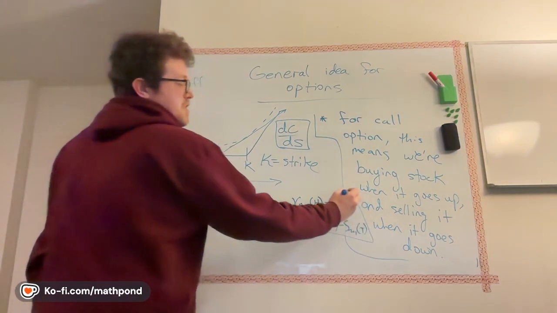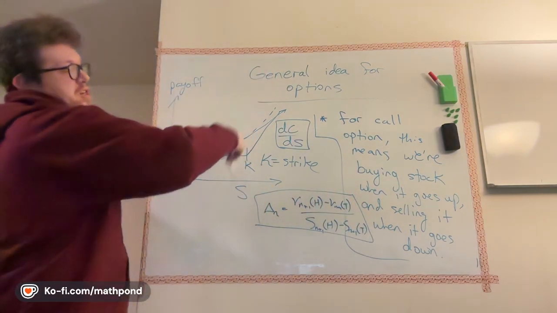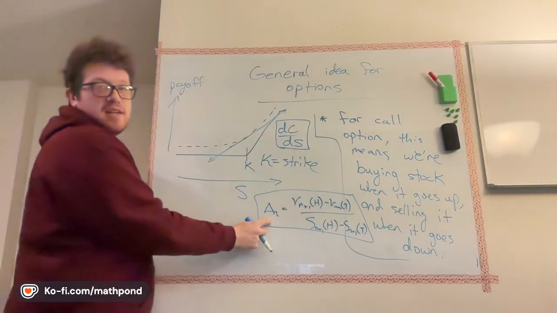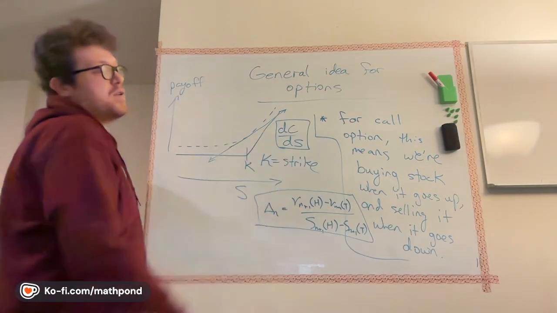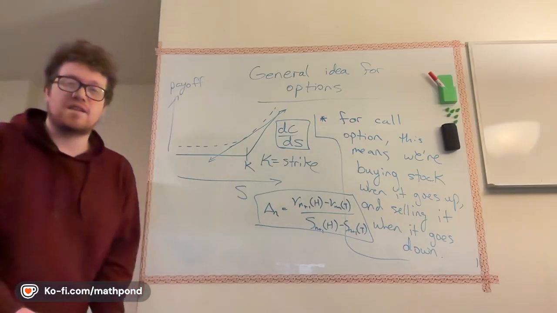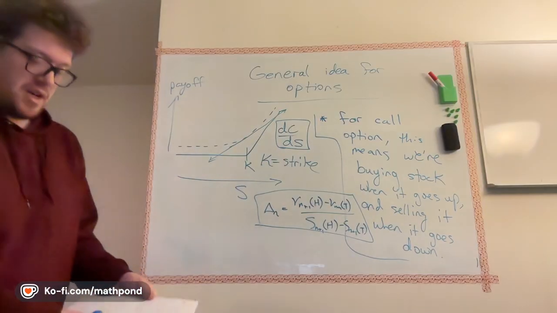So if we pick any payoff function at the end, as long as we calculate these delta n's, we can replicate a portfolio. That's what the last theorem was just saying.